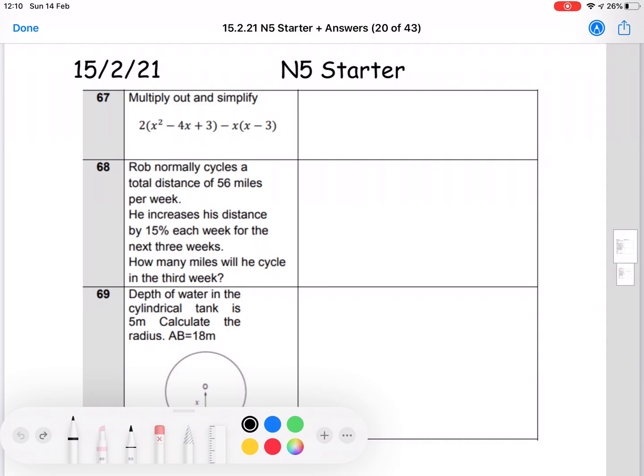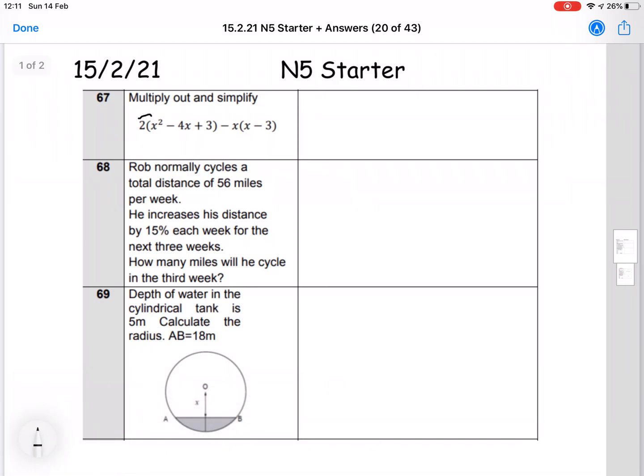So question 67, we have multiply out and simplify, and we have two brackets here in our expression. So the first bracket, if we multiply this first bracket out, we're doing 2 times each of these three terms. So that first line of working is going to be 2x squared. 2 times the minus 4x, so that's minus 8x, and then 2 times the 3 would be plus 6.